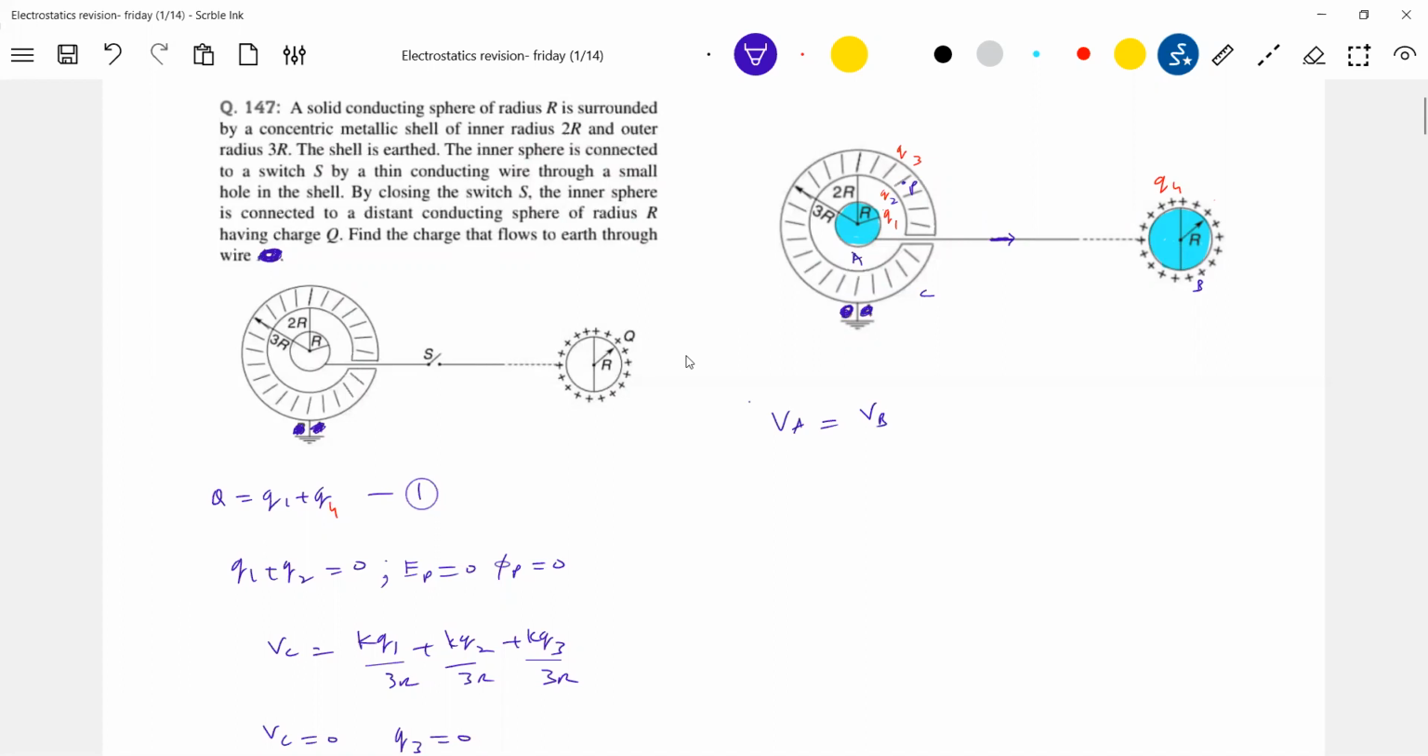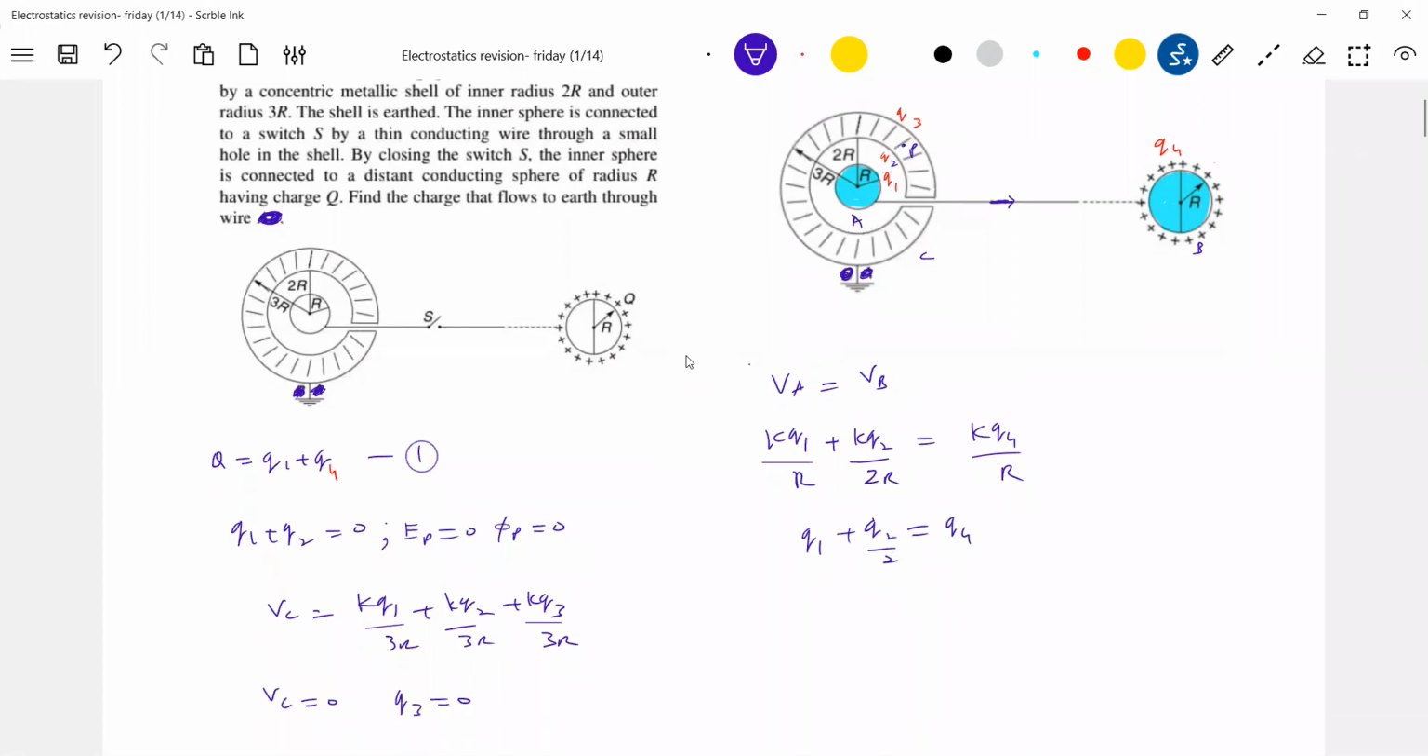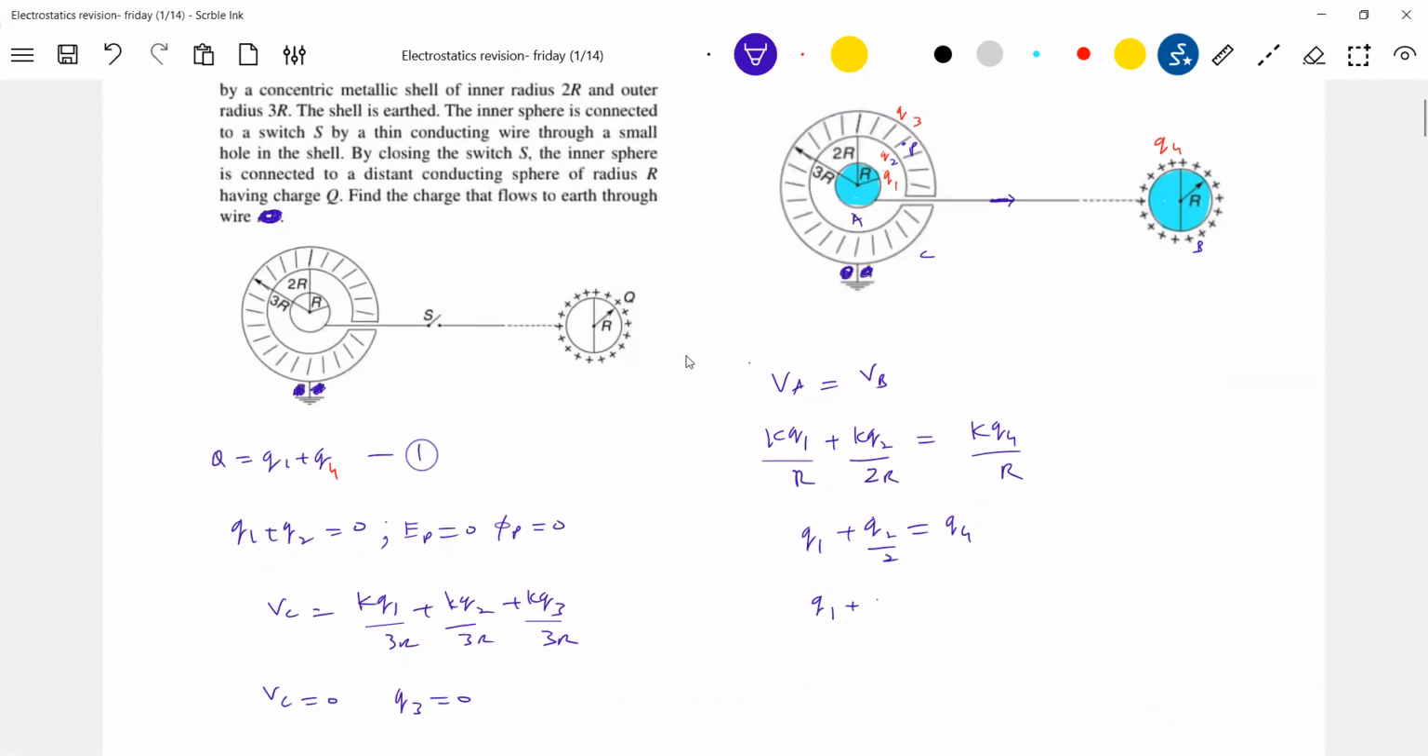What is the potential of shell A? KQ1 by R plus KQ2 by 2R. And there's no charge, Q3 is 0, so no need to write. And what is the potential of shell B? KQ4 by R. So Q1 plus Q2 by 2 equal to Q4. So Q2 equal to minus Q1. Q4 equal to Q minus Q1.